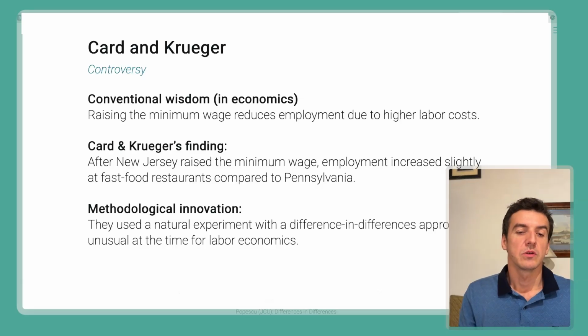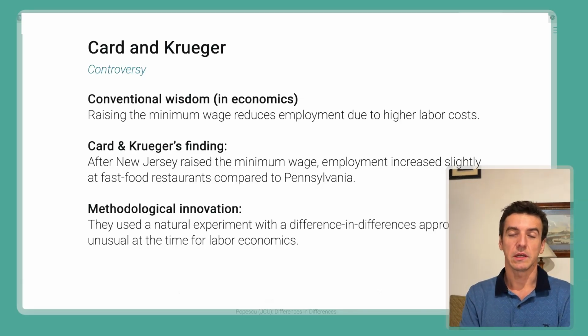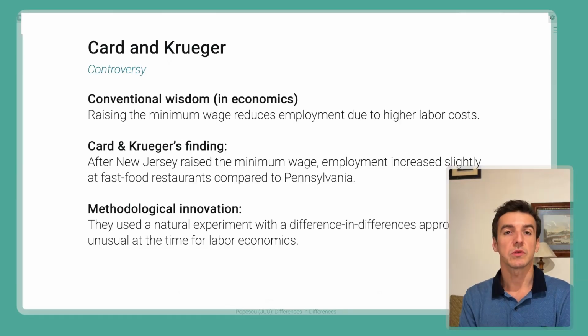Okay, so why this paper was controversial in 1993 and 1994 is because conventional wisdom at that time suggested that if you increase minimum wage, you should see a loss in jobs because it's much more expensive to hire workers. So many companies would have decided not to hire more. What they found in the Card Krueger case is that employment, in fact, increased slightly in New Jersey. So this was contrary to what conventional wisdom said before their finding.